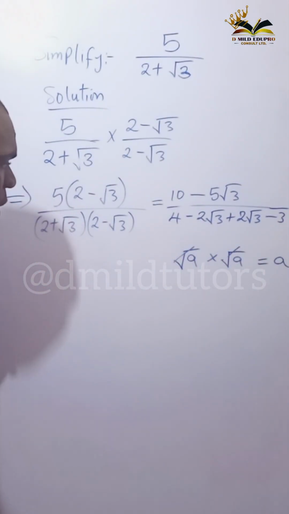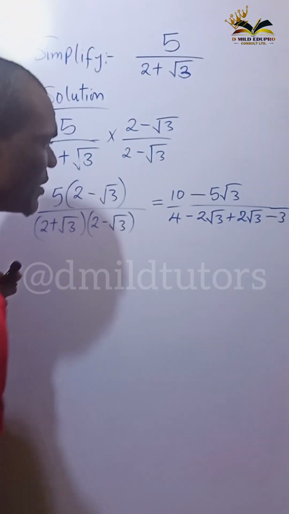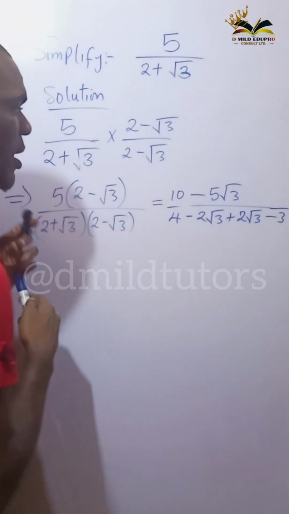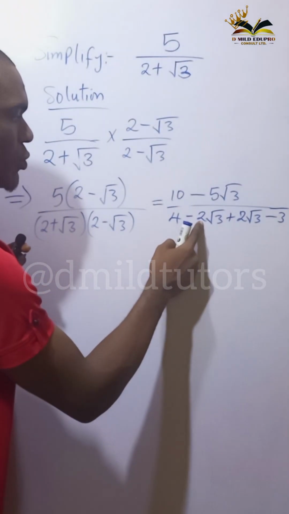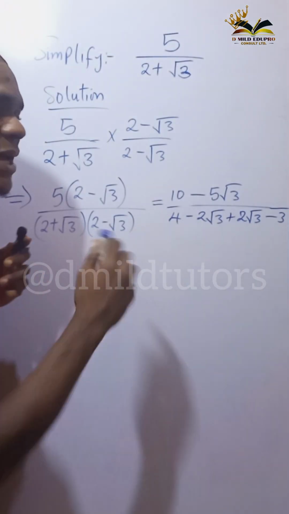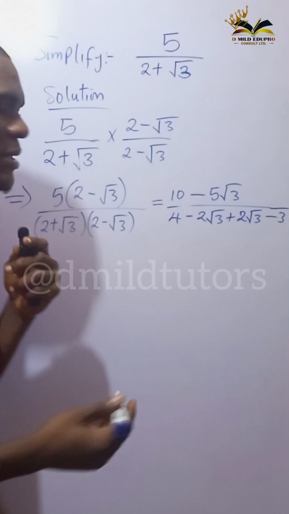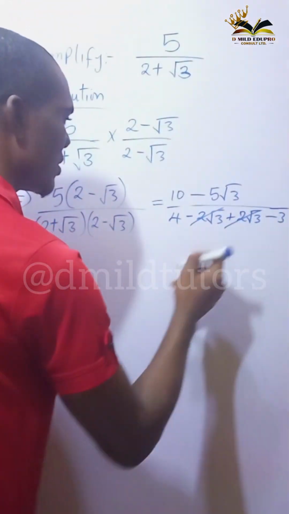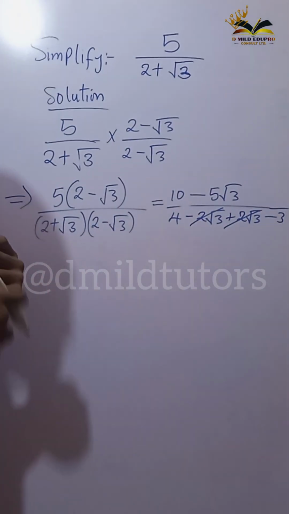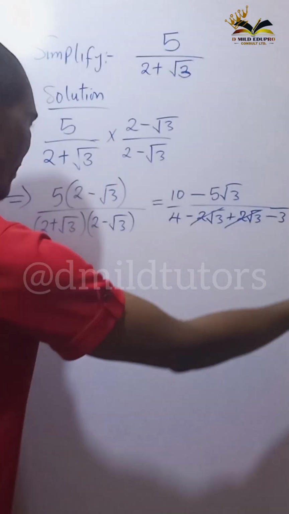Is that okay? So if we have established that there's something common here that we need to do, you notice that 2 root 3 is common here, but they both have different signs. One is subtraction, the other is addition. So this will cancel this. You will now notice that we've gotten an integer in our denominator, 4 minus 3 here, right?